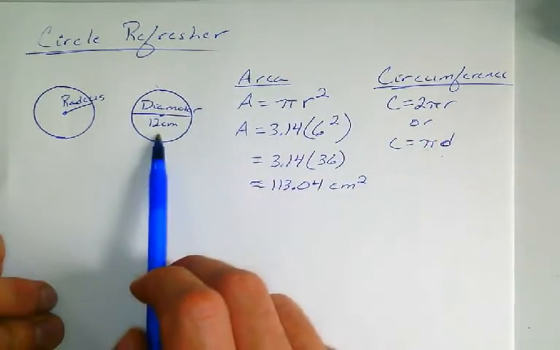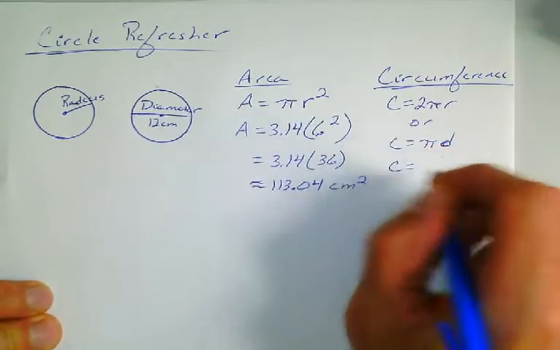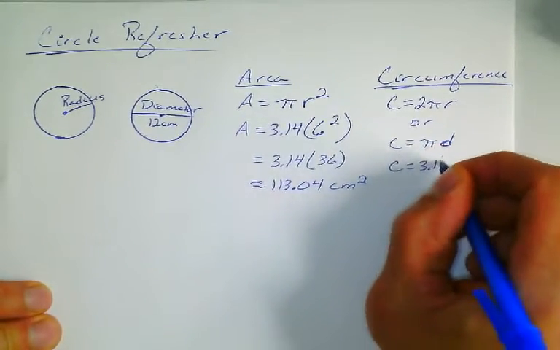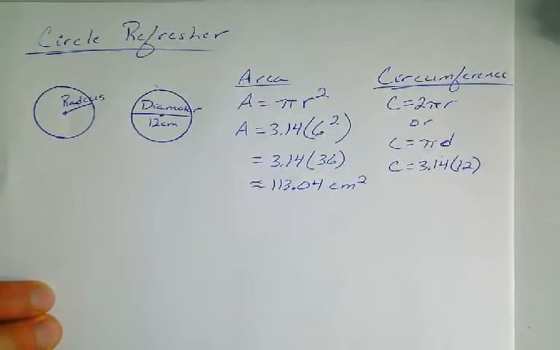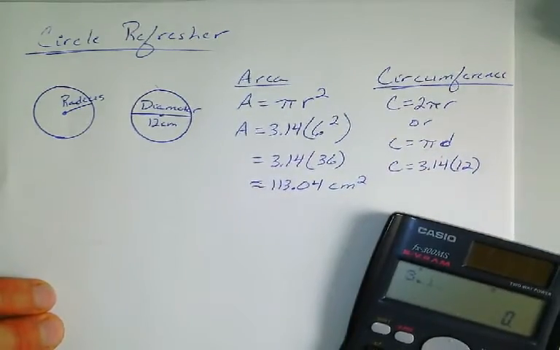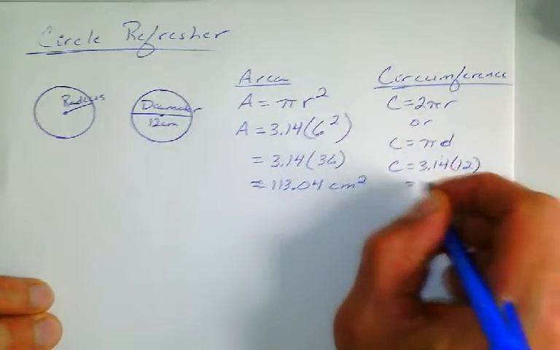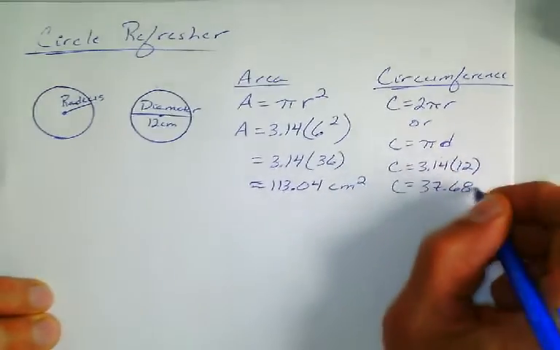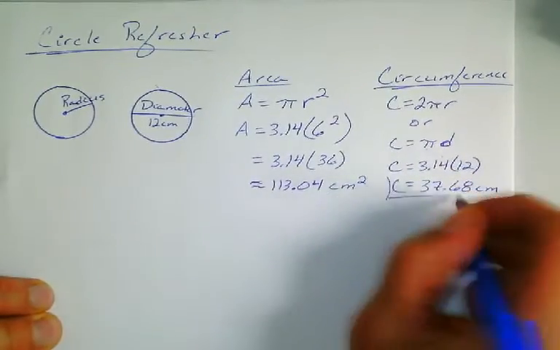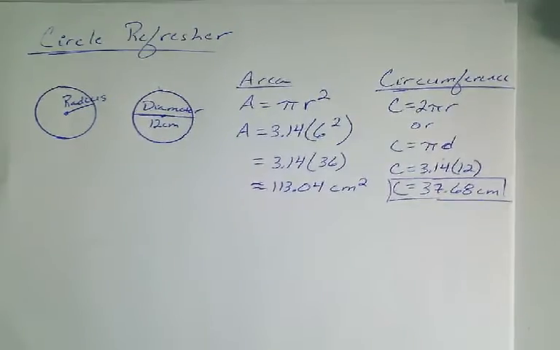All right, let's deal with that 12 centimeter diameter. The circumference of this particular circle is C equals pi, 3.14, times my diameter, which is 12. All right, multiply those together. 37 and 68 hundredths. And that's centimeters. All right, and that's a distance. So I don't need to square the units. It's just a one-dimensional distance, like a length.